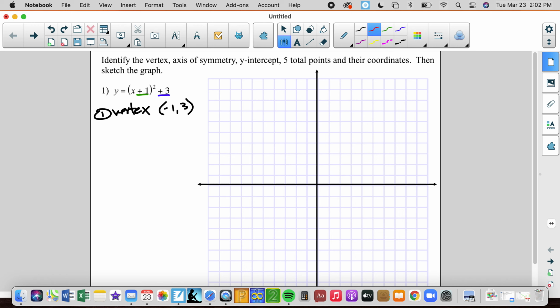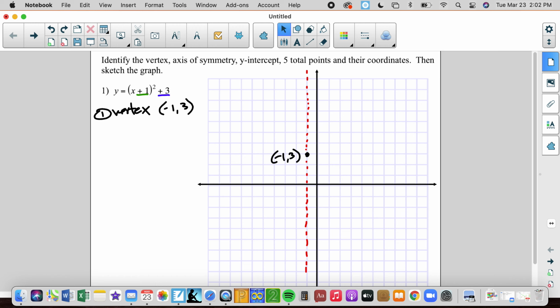Negative 1, positive 3 takes me here. I know it's upward facing because the coefficient of the quantity is a positive number. And so we have negative 1, 3 as our first point. That also puts our axis of symmetry at negative 1. So 2 is axis of symmetry.